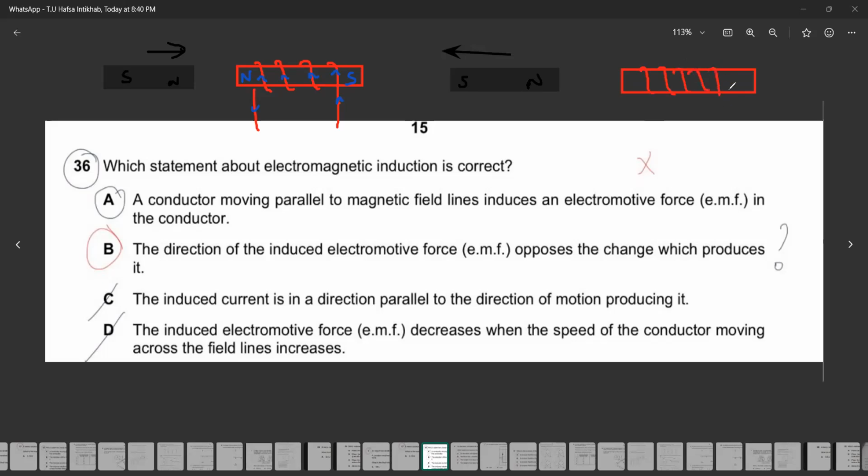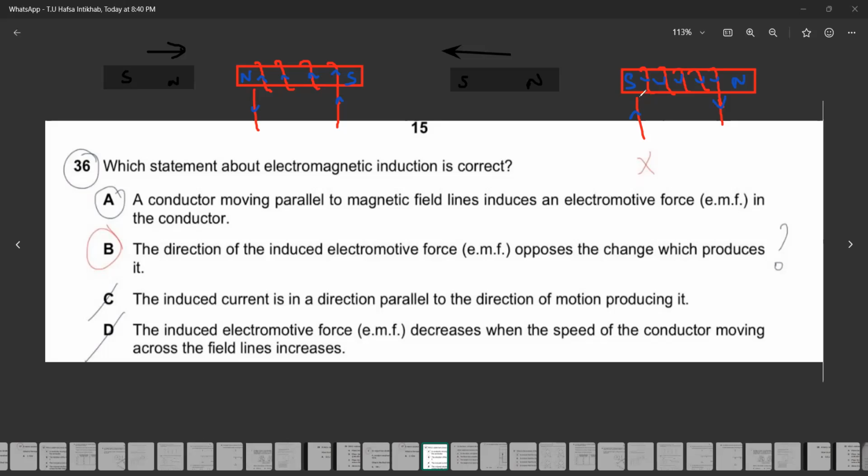So the magnetic field is changing. There is a change in magnetic field. So it will strive to oppose the change. The magnetic field is decreasing, so it will try to increase by producing an opposite pole, and the direction of the current will also reverse. This is what happens when we are moving the magnet towards or away.